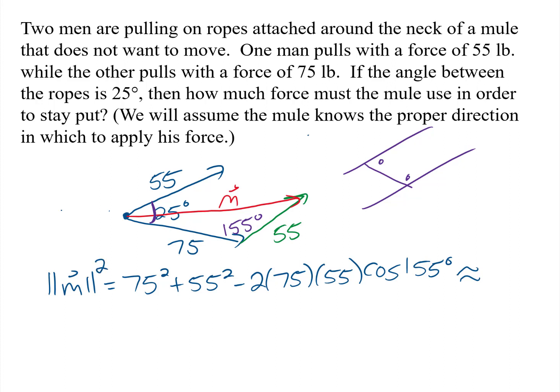It's the magnitude squared. So if I want the magnitude, I can get that if I take the square root of all of this. So the magnitude the mule needs to pull is going to be the square root of this, which when we put that in the calculator, we're going to round to the nearest pound, and that would be 127 pounds.